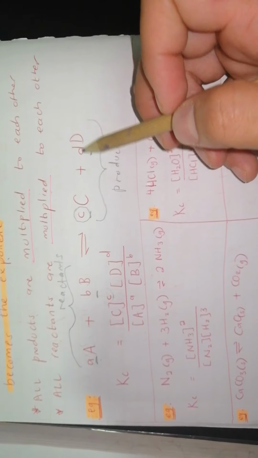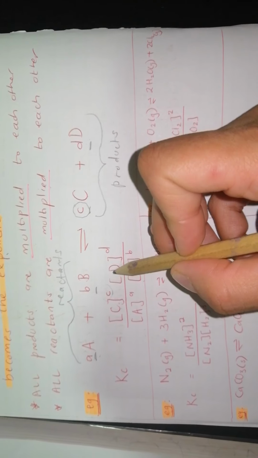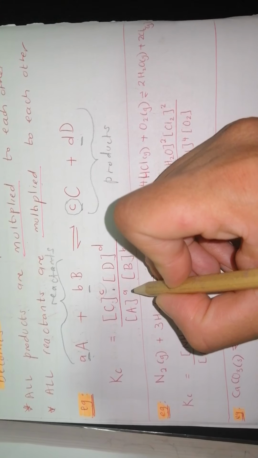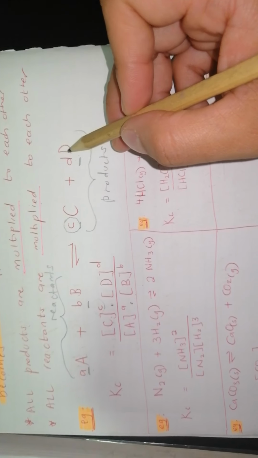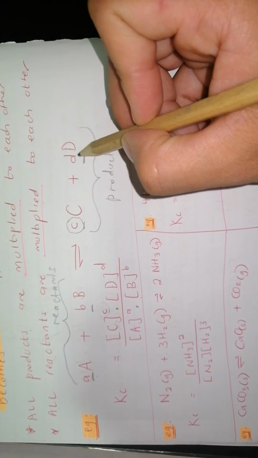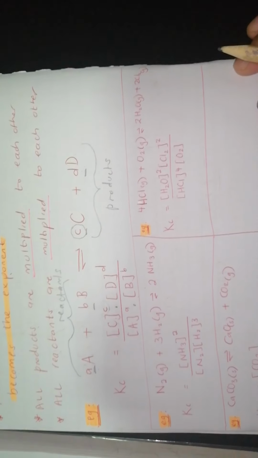Then you are going to take the next product, which is big D, and multiply C and D to each other. If you don't see anything between them, it means you're multiplying, like you do in maths. So you have the concentration of big D in square brackets, that tells you concentration, and small d is the coefficient of big D, so you put it as the exponent of big D. Right, so now you have put all the products.